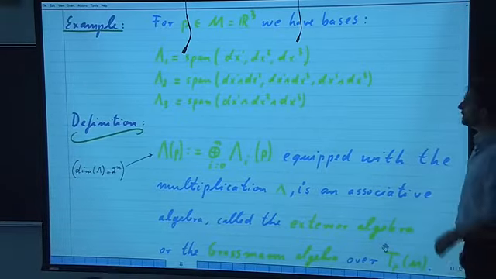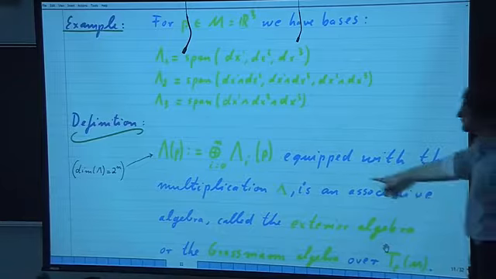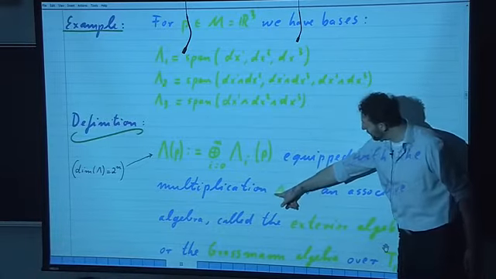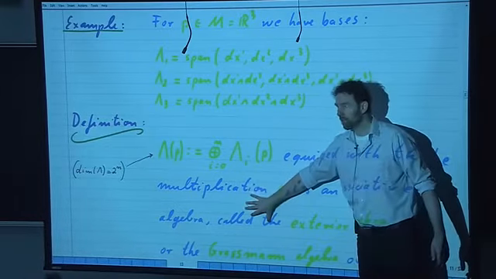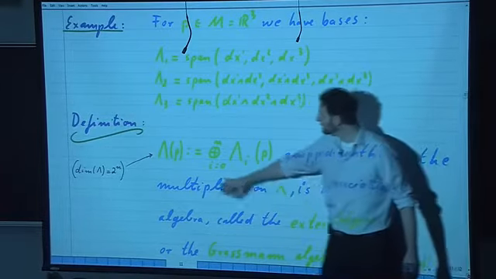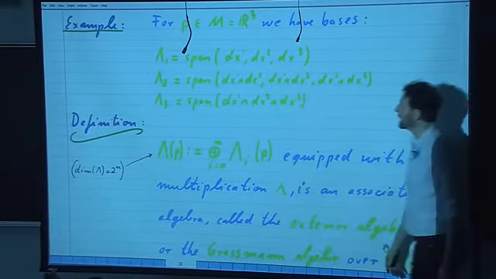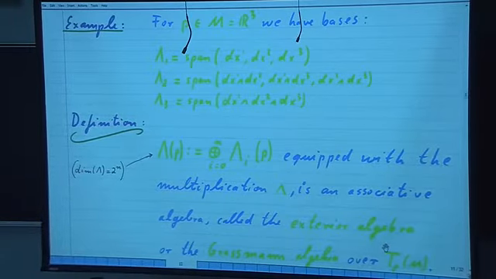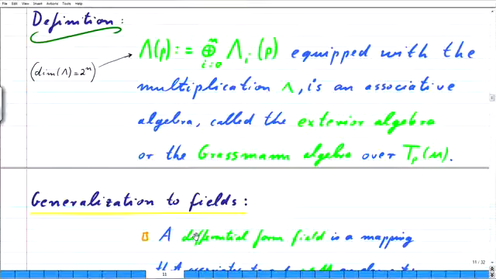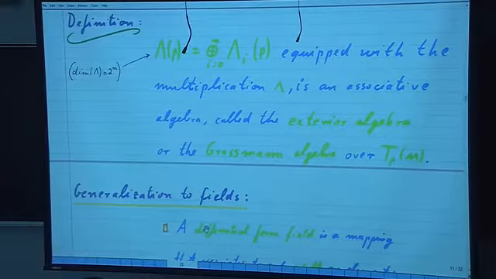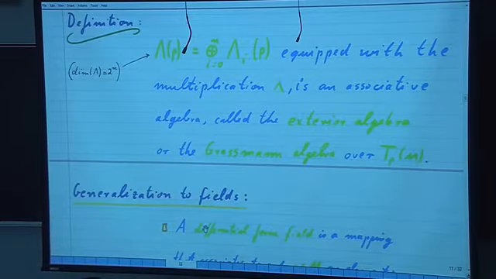That's a vector space so far at every point. But through this wedge product multiplication, and because the multiplication is distributive and associative, it becomes an algebra. It becomes an associative algebra. This is an associative algebra, not commutative, but nevertheless an algebra. It is called the exterior algebra, or also the Grassmann algebra. It's called the Grassmann algebra over the tangent space of the manifold at the point P.